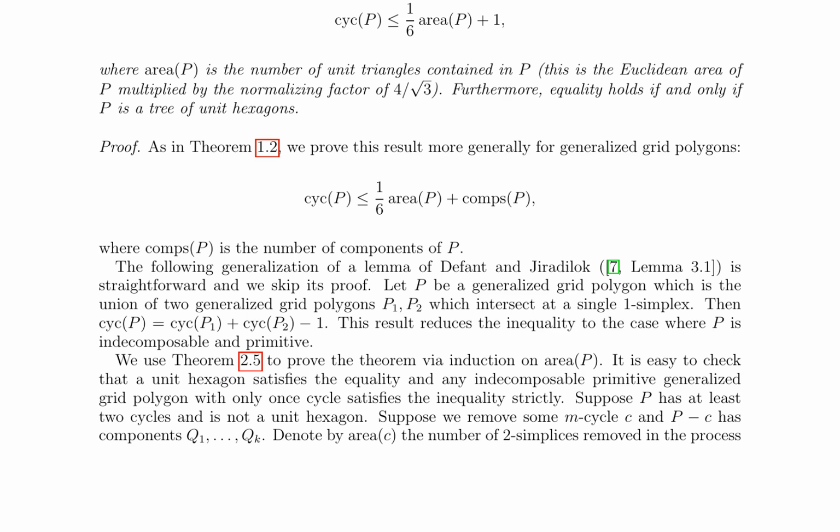This proof is generalized for more complex polygons and utilizes a lemma to reduce the inequality to the case of indecomposable and primitive polygons. In conclusion, the use of Theorem 2.5 for inductive proof on the area of the polygon demonstrates that any indecomposable primitive generalized grid polygon with more than one cycle satisfies the inequality strictly. This highlights the importance of studying billiards permutations and membranes in the context of Plabic graphs, as it can provide insights into the structure and properties of these complex geometric objects.